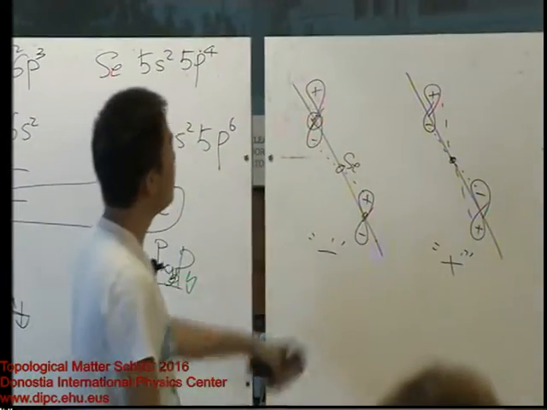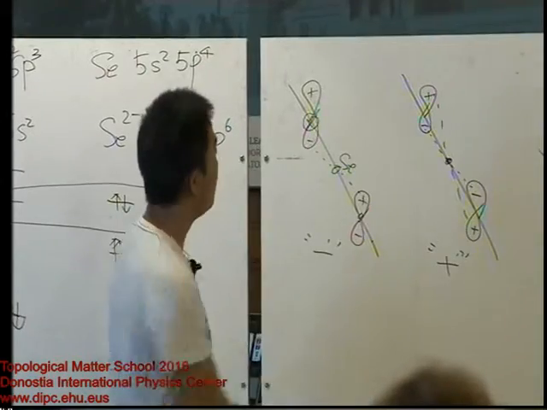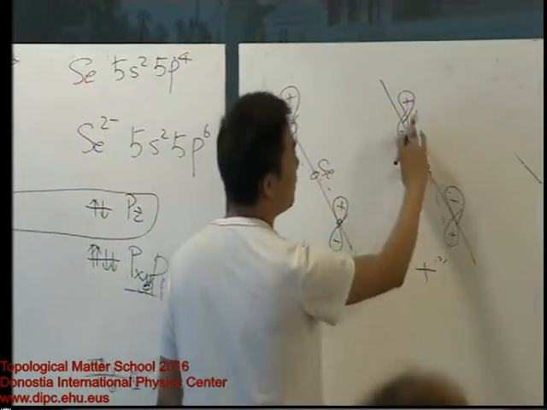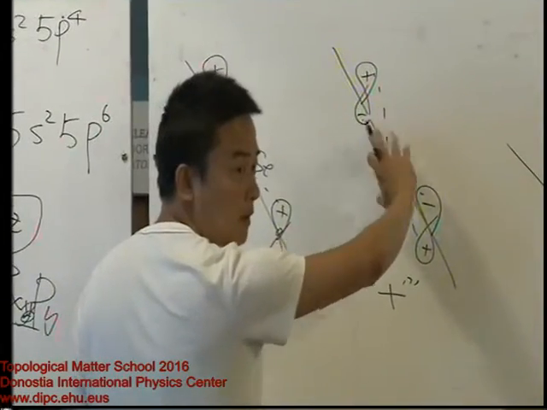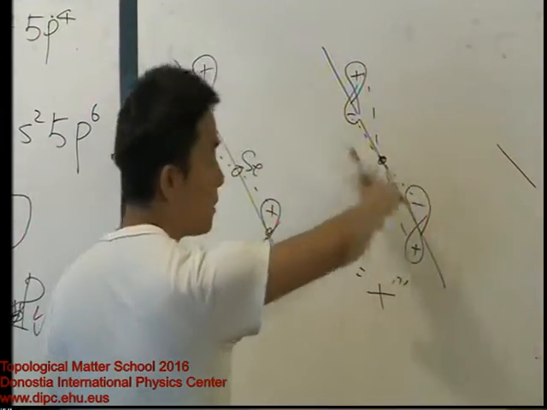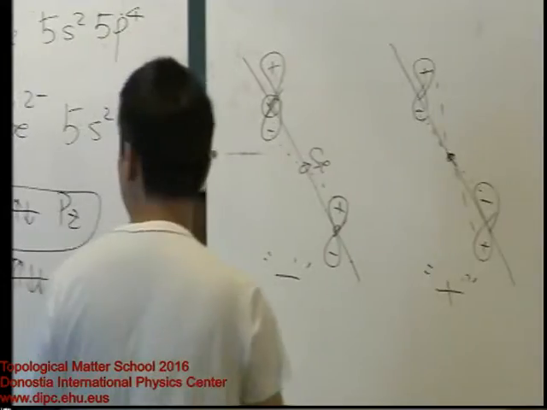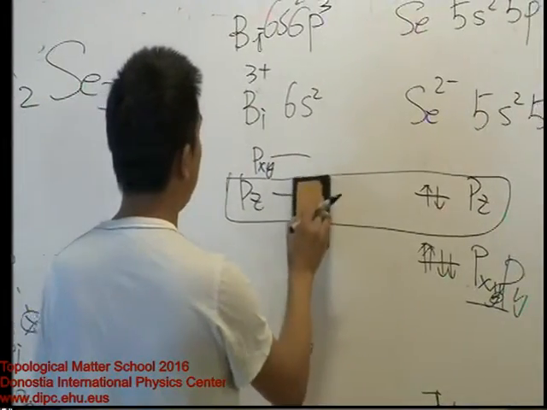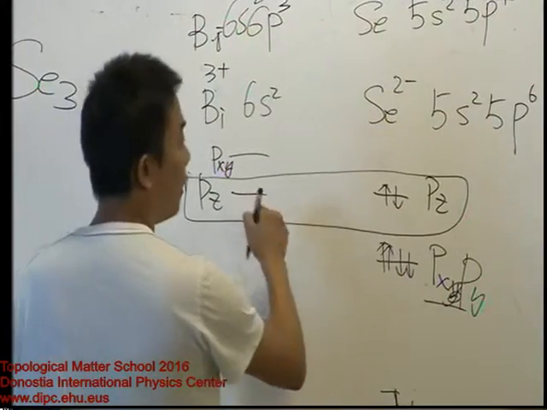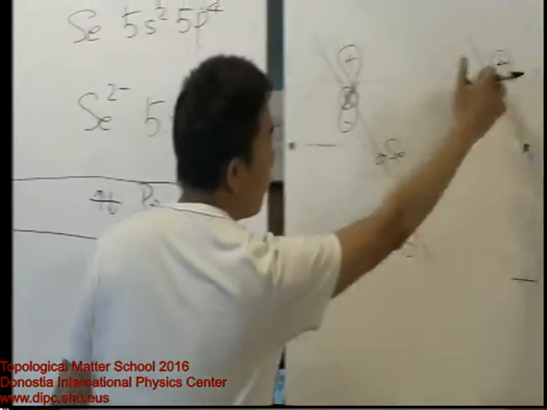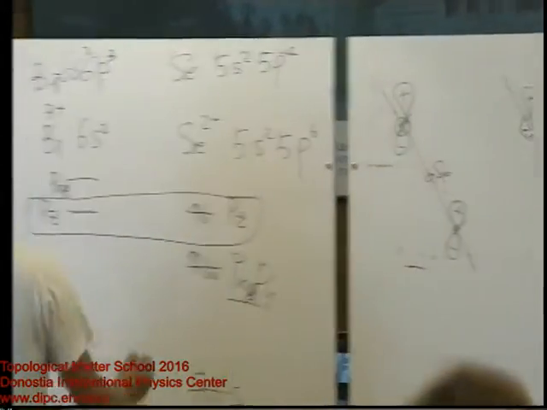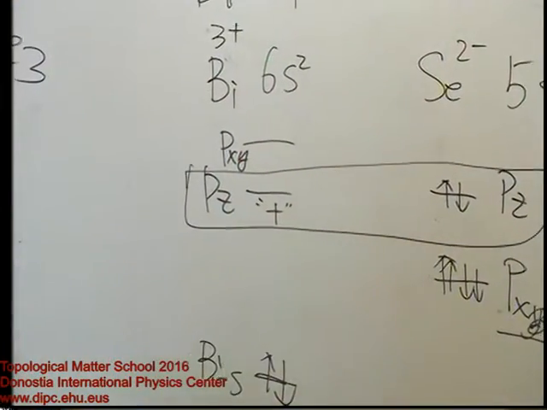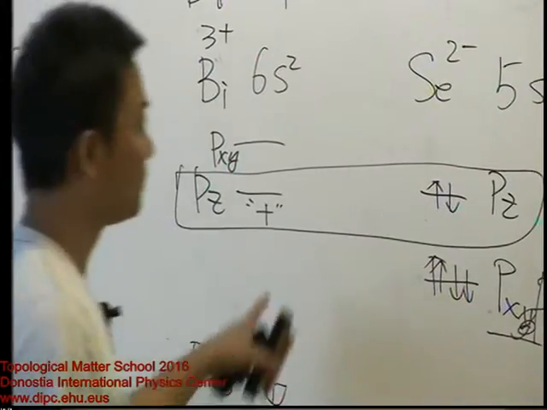Different. Then which one is the bonding state between the two? This is the bonding state because these two minus are close. In energy, this one should be lower. Actually, there will be two types of PZ, and the lower energy one will be this one. It will have positive parity. Is that true? Yeah, it's true.